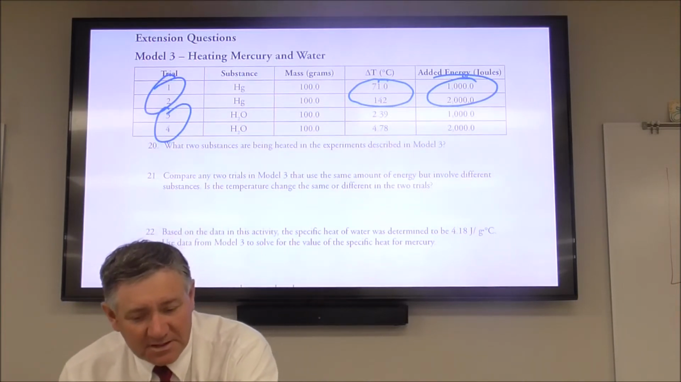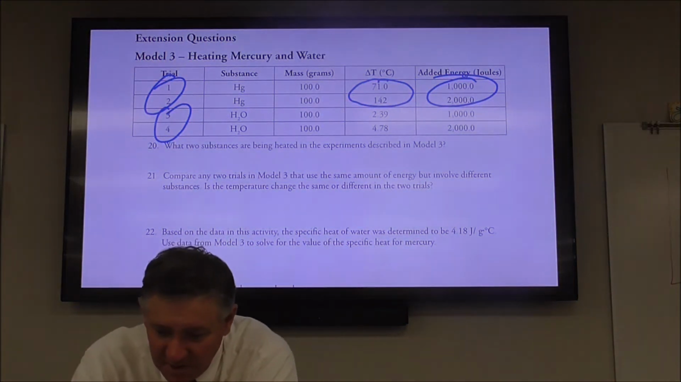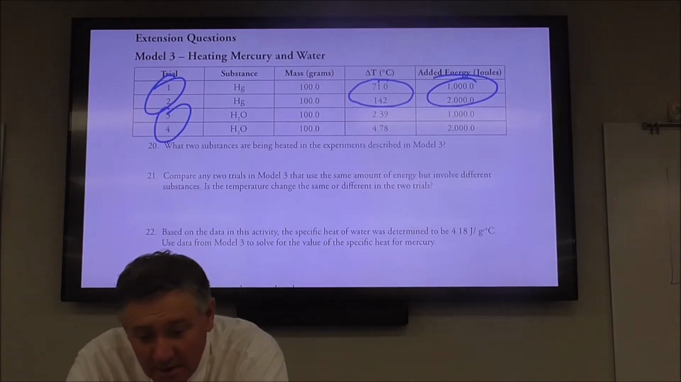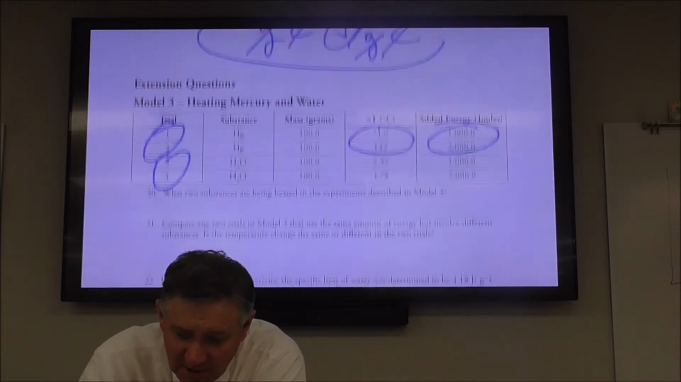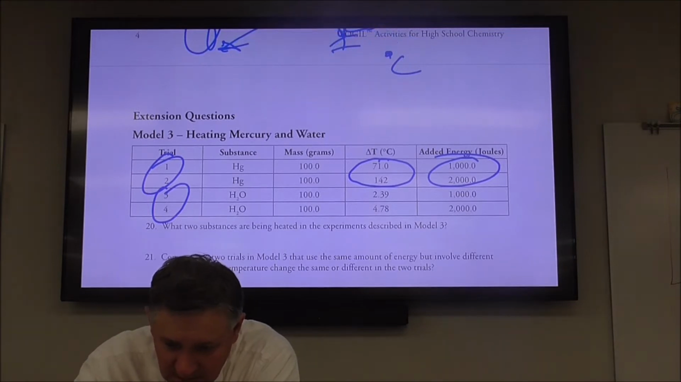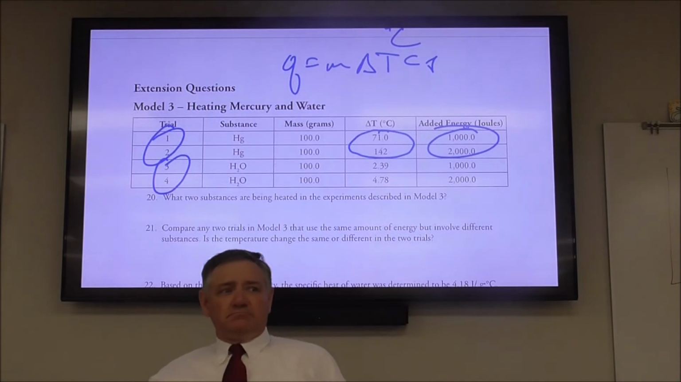So anyway, the mass is the same. The mercury has a very large change in temperature. The water has a small change in temperature. So if you look at this in terms of the equation that says Q equals M delta T C sub P, the masses are the same.